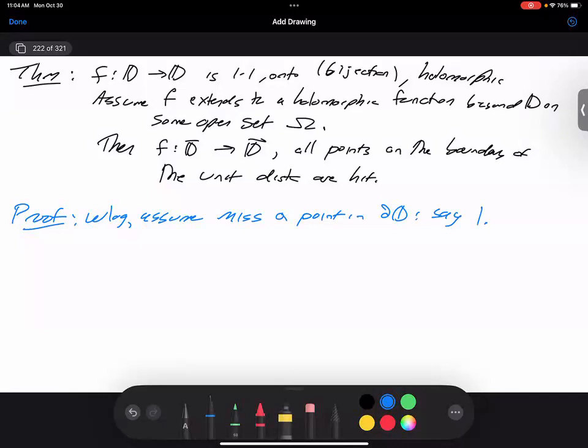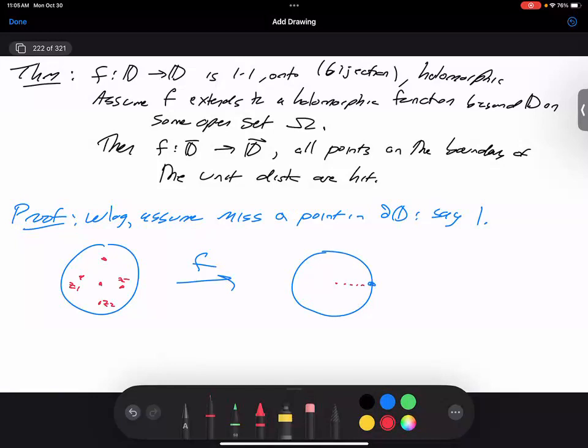Okay, so let's imagine what we have now. We have our unit disk here. We have our map F. We have another unit disk here. We have some point 1 that's not hit. I can choose a sequence of points that are getting closer and closer to 1. And each one of them has to have a pre-image in here. I don't know where those points are going to be. Maybe Z1, Z2, Z3, Z4, and so on.